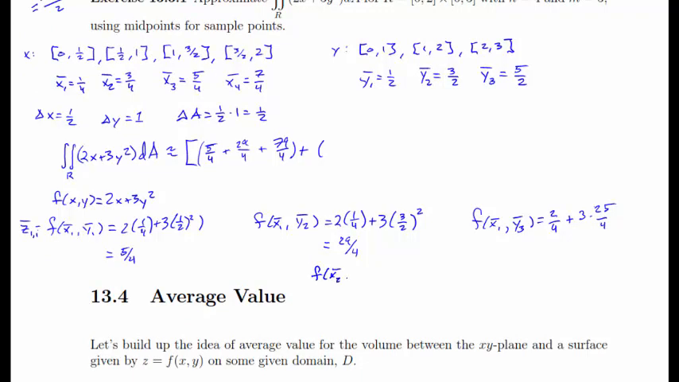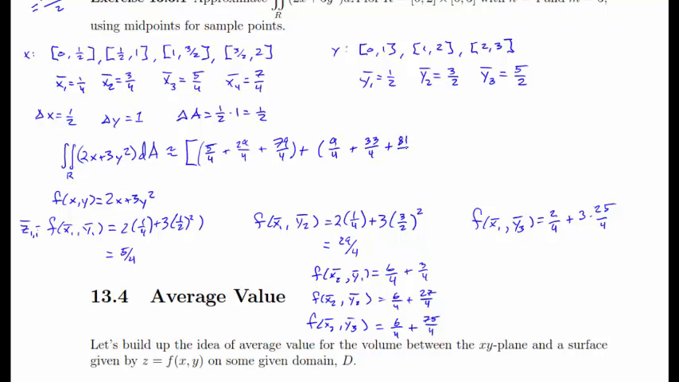So I've got f of x2, y1 equals, so I'm going to do this a little bit faster. This is 6 quarters plus 3 quarters, and then we'll have f of x2, y2 equals 6 quarters plus 27 quarters, because I'm using what we already did here. f of x sub 2, y sub 3, the 6 quarters stays, and then we have 75 quarters over here. So now I've got 9/4 plus 33/4 plus 81/4.